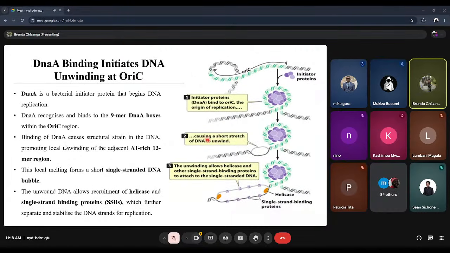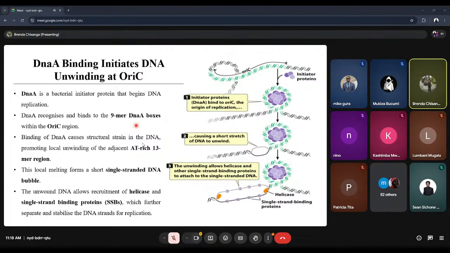So remember, the 9-mer is a DnaA box, also referred to as a DnaA box, for the simple reason that it has the site where DnaA can bind. I hope I'm not confusing you. I feel like I'm not saying this properly. What I'm trying to say here is that the 9-mer region in the origin of replication consists of sites where DnaA can bind.